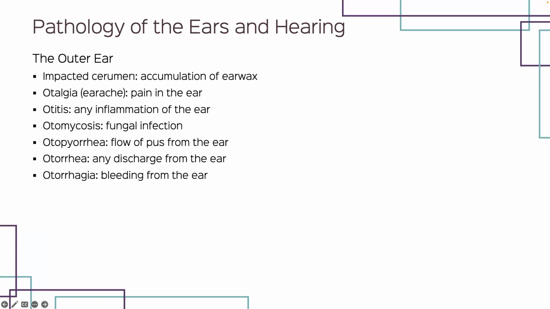So we've got some pathology of the ears and hearing. Within the outer ear, so essentially from your eardrum out, you can have impacted cerumen, which is just excess earwax. Otitis is any type of inflammation of the ear. Otorrhea is if there's any type of discharge from the ear. And then otorrhagia is going to be bleeding.